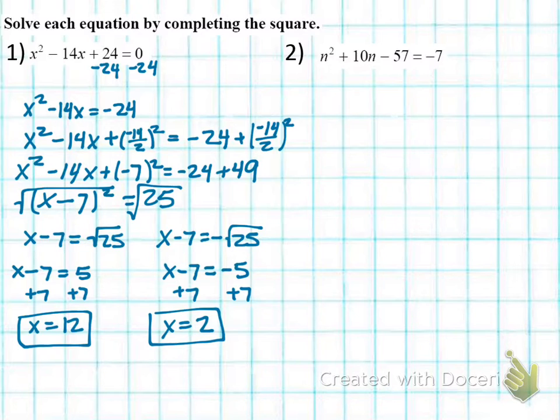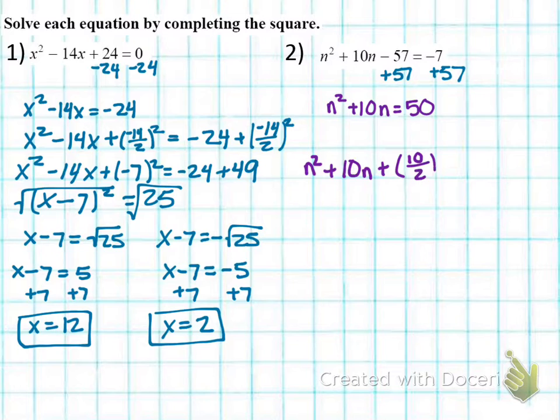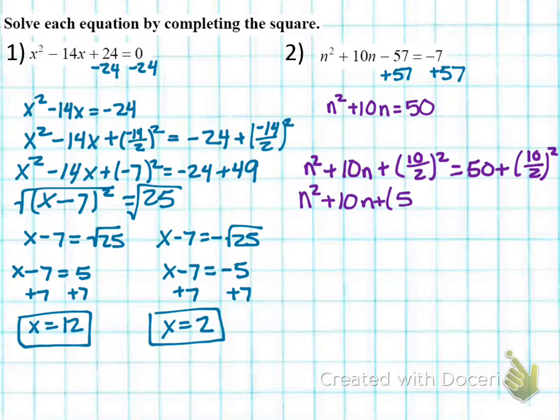The first step here will be to add 57 to both sides. That will give you n squared plus 10n equals 50. Okay, and I'm going to rewrite it, leaving space for my special number that will help me to complete this square, which for this one is just going to be 10 over 2 squared, right? That's my b over 2 squared. I need to put that on both sides. And I get n squared plus 10n. 10 over 2 is just 5. 5 squared is 25, so I have 50 plus 25 on the right.